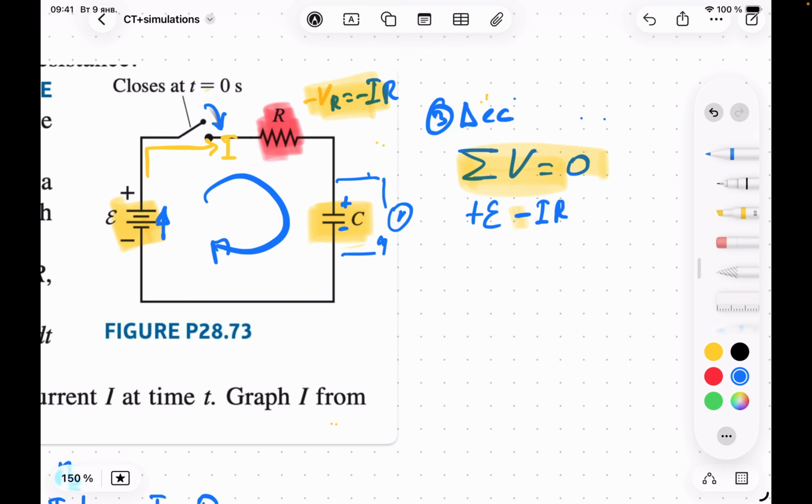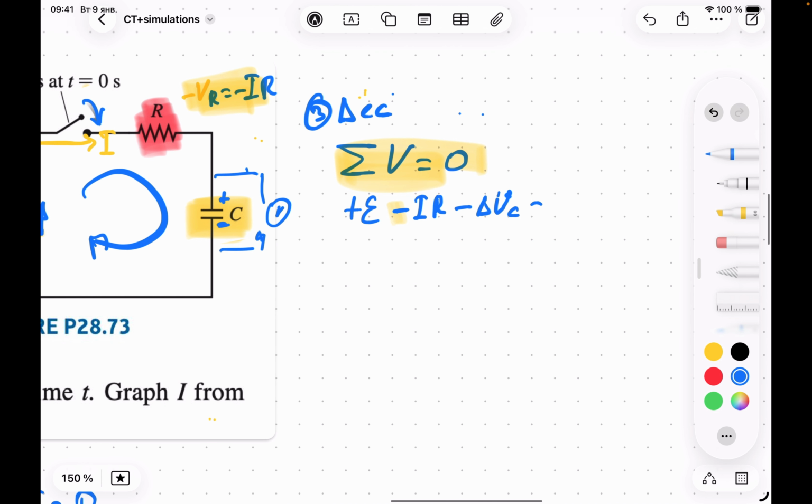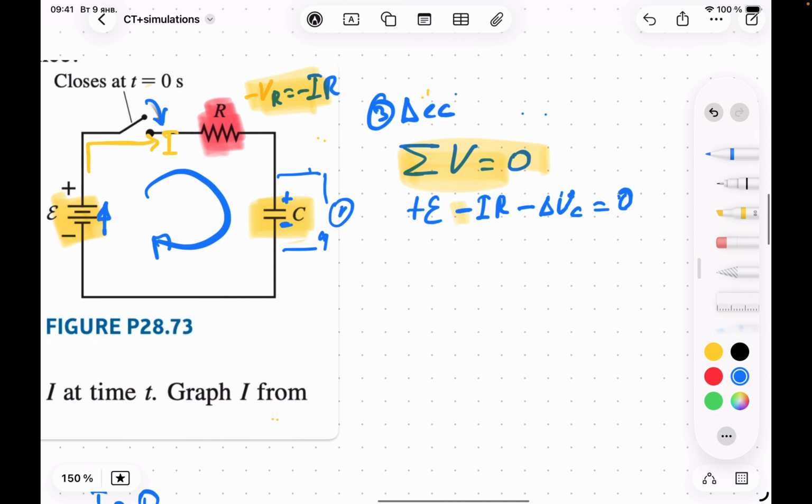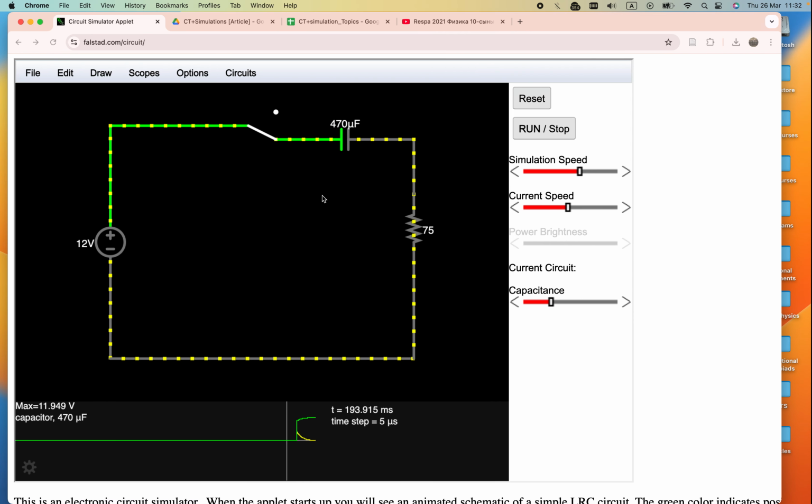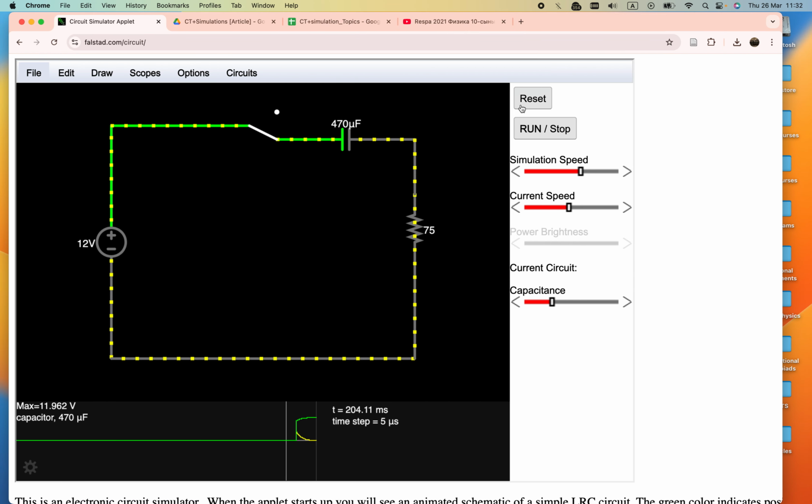The third is that we have to know this side of the capacitor will be plus. The second one is a minus, because this one is plus, so this should be plus also. The last one is the potential difference of this capacitance, which is minus, and the sum equals 0. So this simulation helps us with the core physics and conceptual understanding. For example, I reset this one. You see, initially the current is at its maximum, and it gradually decreases over time.